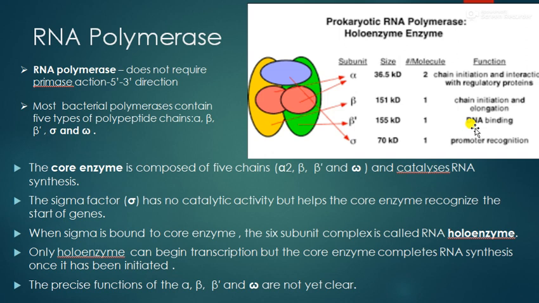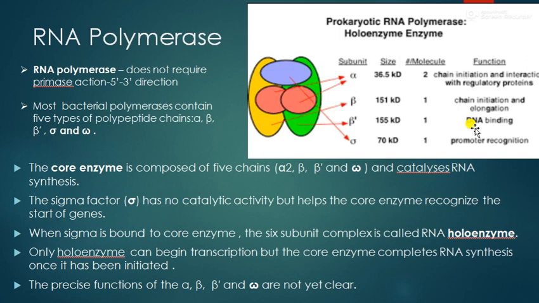But only when the sigma factor comes and binds to it, the core enzyme becomes complete and becomes a holoenzyme. So you can just imagine it like this. Unless and until the sigma factor is bound onto the RNA polymerase, the RNA polymerase will just slide past through the DNA. And when the sigma factor comes and binds onto the RNA polymerase completely, what happens?